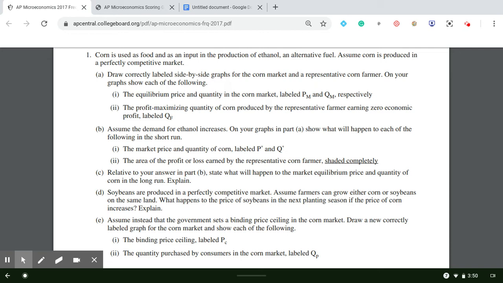So it says first, A, draw a correctly labeled side-by-side graph for the corn market and the representative corn farmer. So this is going to be the important part here. I'm certain there'll be questions about firm graphs. In this case we have a perfectly competitive farmer, and we've got an equilibrium price and quantity in the corn market, P sub M, Q sub M, respectively.